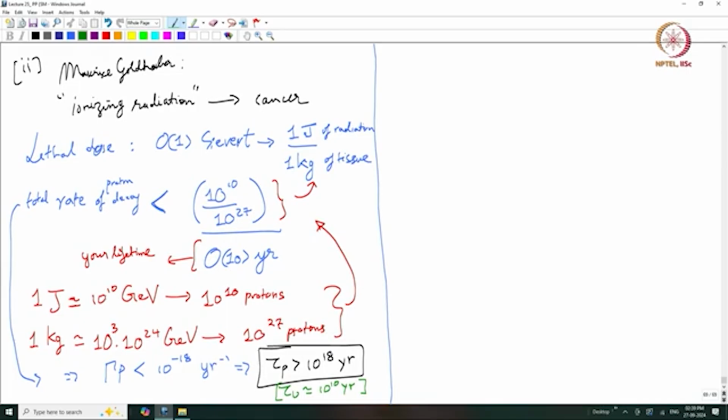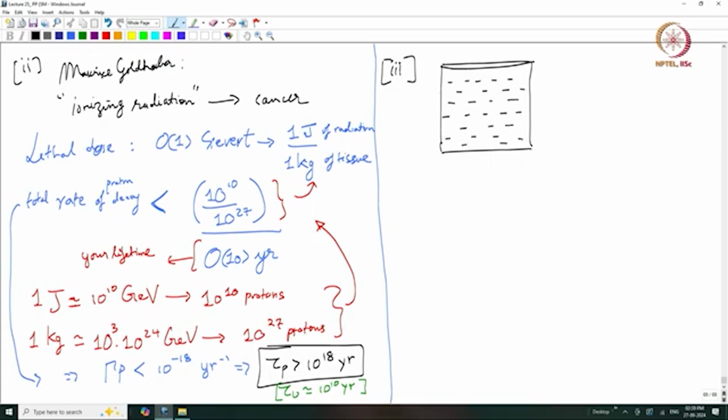Very good. Of course, this is not the best way to set a limit. Even more impressive limits can be set by putting protons in a tank. Basically, take some liquid. What is the best liquid? Water, right? So take water in a tank and then attach some say photomultiplier tubes.